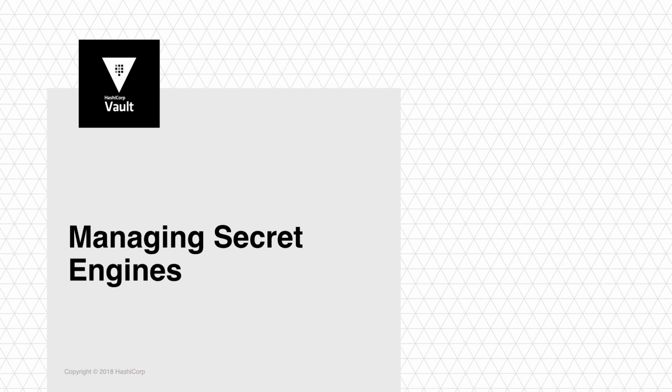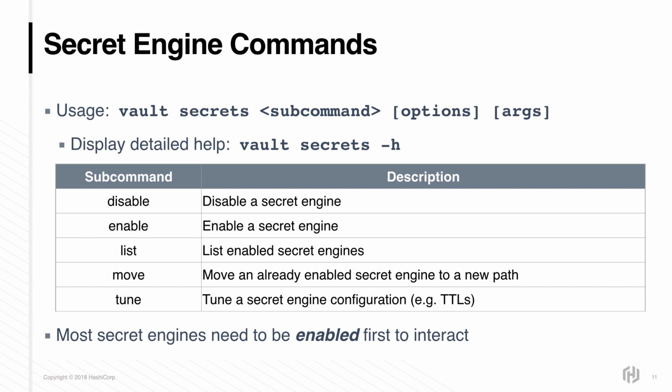In this section, we'll cover how to manage and maintain secret engines. Secret engines can be managed by running the vault secrets command together with one of its subcommands. The possible subcommands are disable, which disables a secret engine, enable, which enables a secret engine, list, which lists the currently enabled secret engines, move, which moves an already enabled secret engine to a new path, or tune, which tunes a secret engine configuration, for example, altering the time to lives.